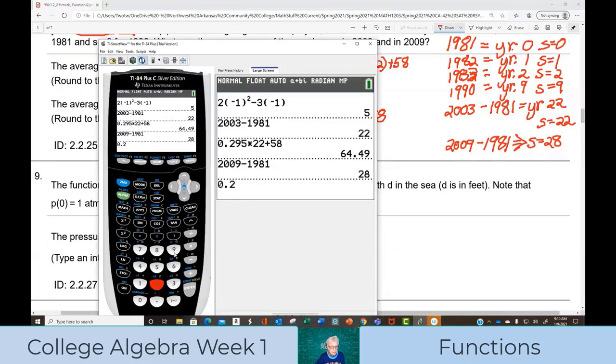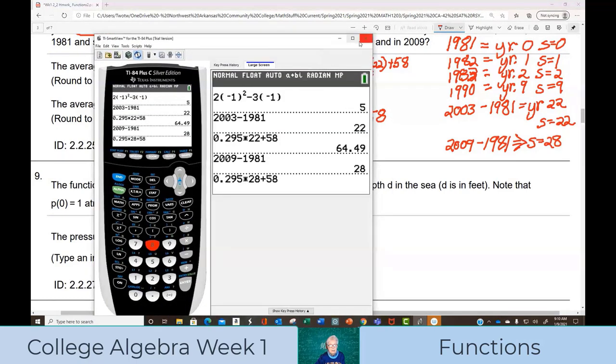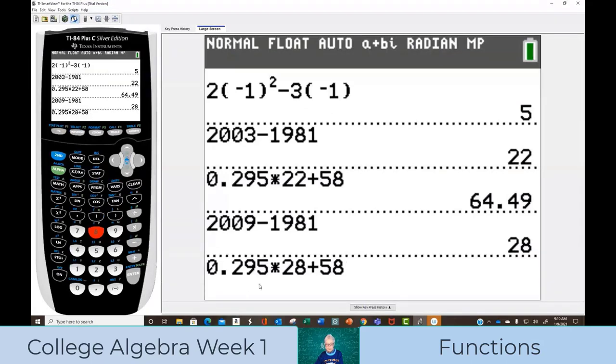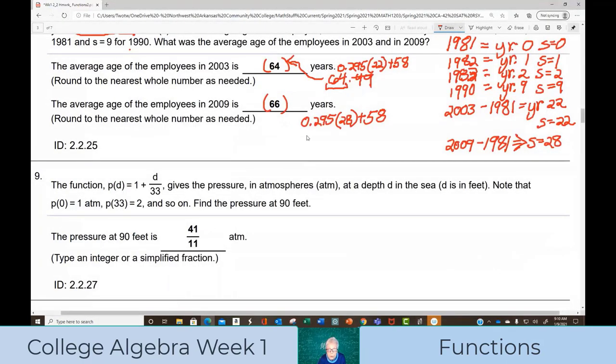So 0.295 times 28 plus 58. Make sure that's right. Yeah. So there it is, down here. And I'm going to hit enter. And I get 66.26. This says the same thing, round to the nearest whole number. 66.26. Here's the whole number part. The decimal expansion is what it's called. This is the fraction part. 66 is your whole number part. You look over at the 2. 2 is not large enough to make 6 go up to a 7, so your answer is 66.